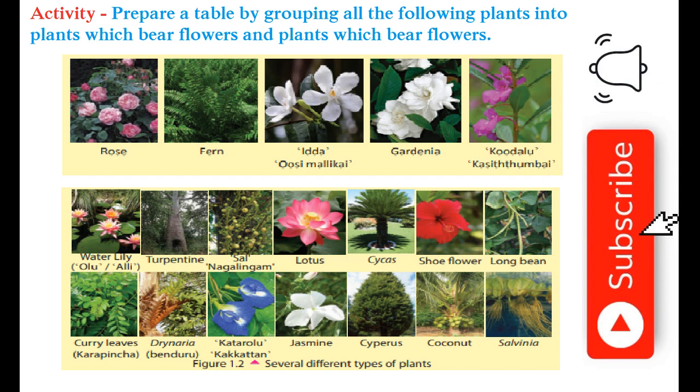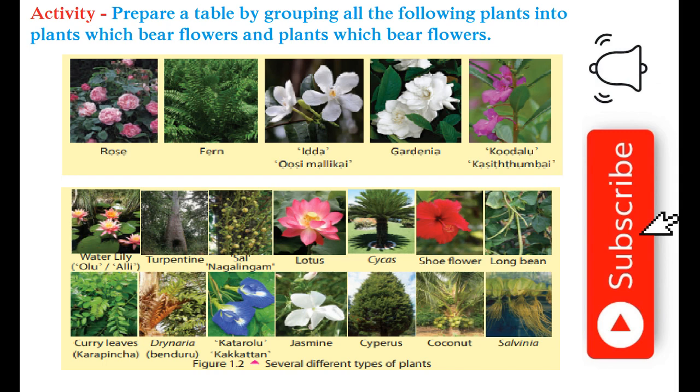Okay. Curry leaves or carapincha. Now, they have a lot of leaves in the tree, right? But there's a white color flower as well. We can't see these curry leaf flowers most of the time. However, they produce a white color flower. Understand? And Drinaria, now this Drinaria is another plant which does not produce flowers.